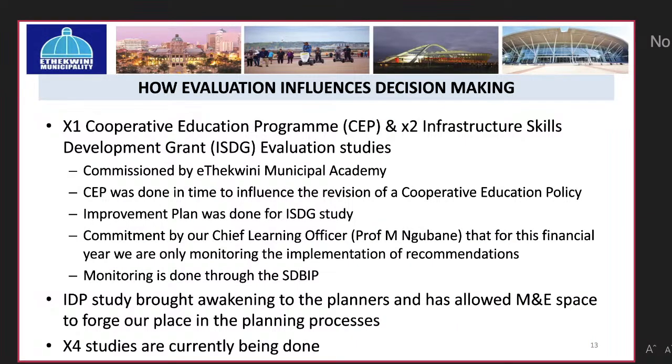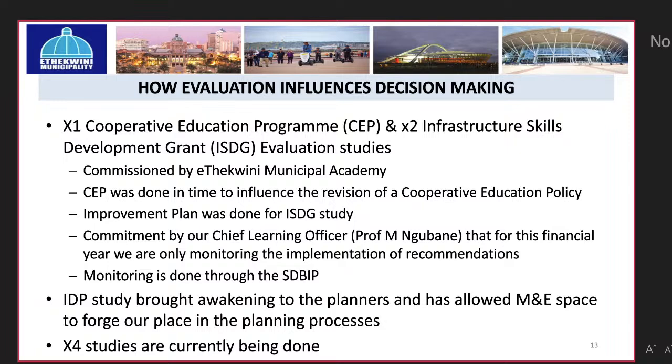So how has our evaluation influenced decision making? This is my last slide. In fact, three of our studies: one of the studies was commissioned by the eThekwini Municipal Academy. It was on the cooperative education policy, as well as the ISDG grant, the infrastructure skills development grant. It was commissioned by them. We did those internally. One of them was done through a service provider.